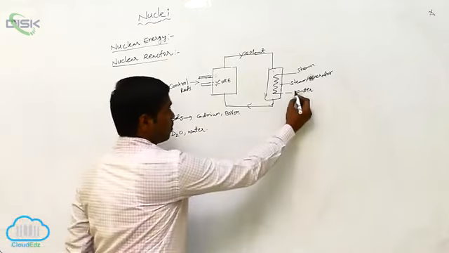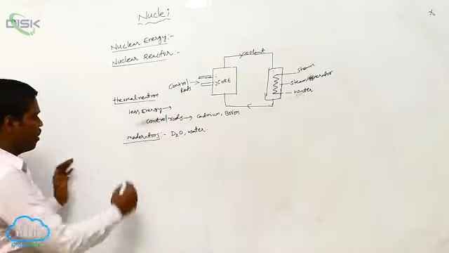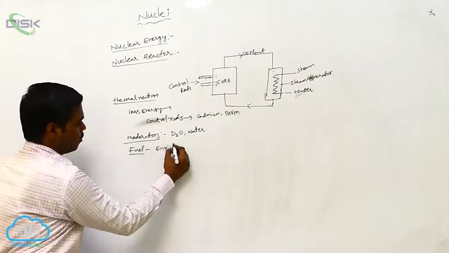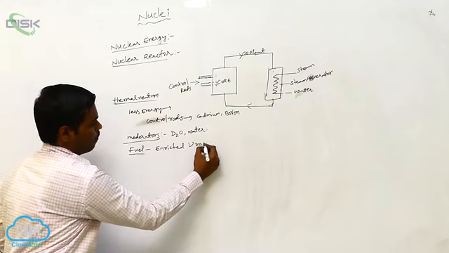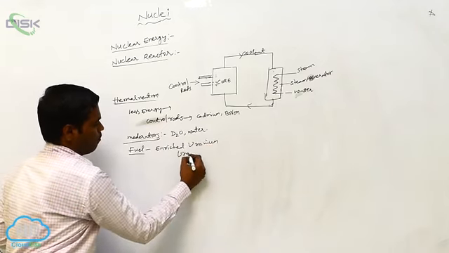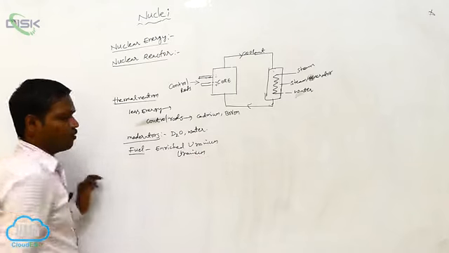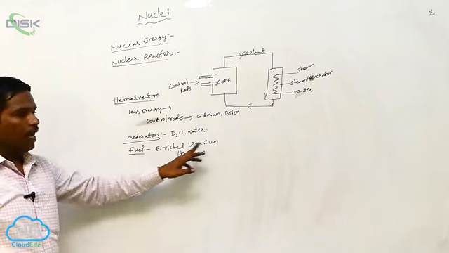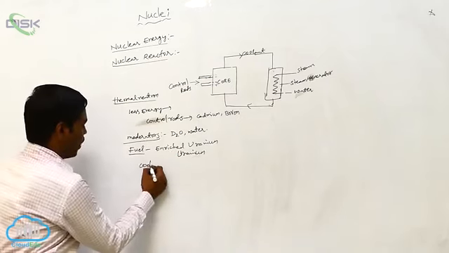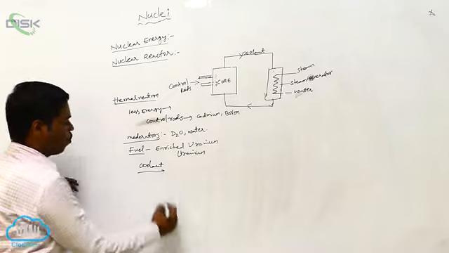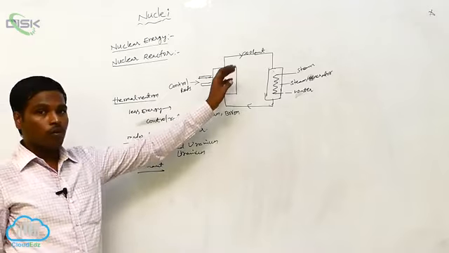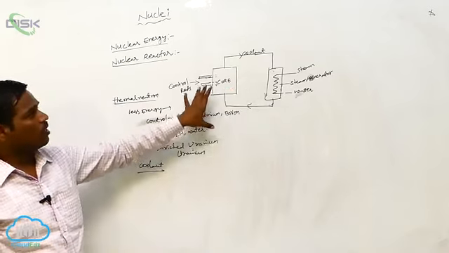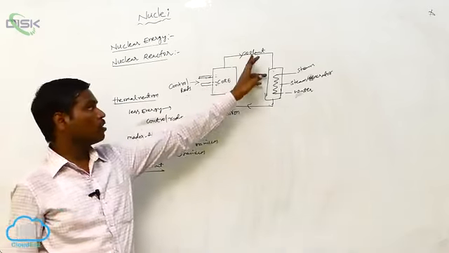Now again, in this we are using the fuel as enriched uranium and uranium. These we will use as the fuel for these nuclear reactors. This is the fuel, and here we are using the coolant. By this, most of the energy is released, and this energy is cooled down by using the coolants.